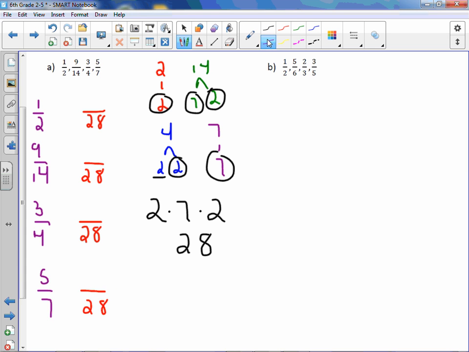So think to yourself, how do you get from 2 to 28? Well, you multiply by 14, and you do the same in the numerator, and you get 14. Next one, how do you get from 14 to 28? Well, you multiply by 2, do the same in the numerator, and 9 times 2 is 18. How do you get from 4 to 28? You multiply by 7. Do the same in the numerator. 3 times 7 is 21.